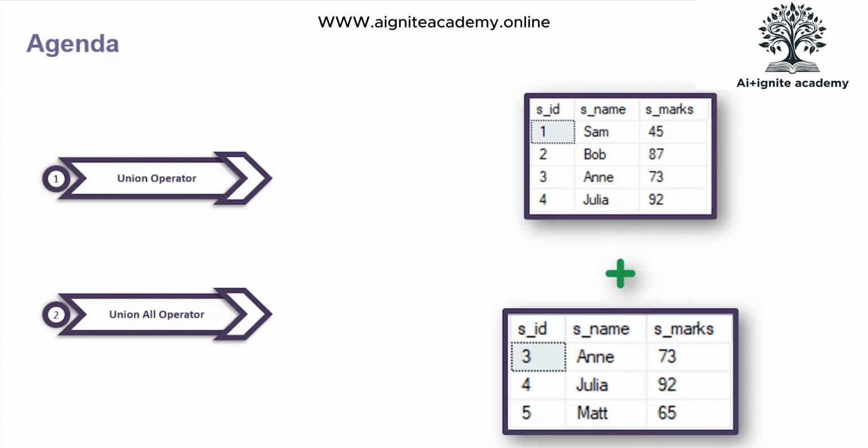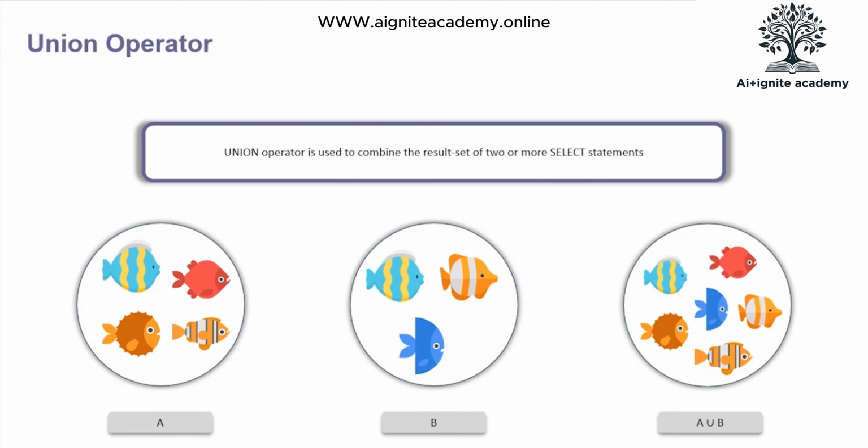In this session, we will work with the union and union all operators. So the union operator is used to combine the result set of two or more select statements. For example, if the first select statement returns these 4 fish and the second select statement returns these 3 fish, then the union operator would return the result set of these two select statements.